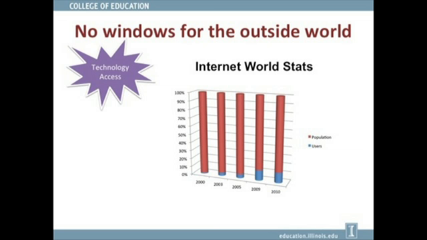You can look here at the statistics from 2000 until 2010, and you will be able to see the comparison. The red color represents the population, and the blue color represents the users. All of these statistics have been taken from Internet World Statistics. So you will see how the number of internet users is pretty low.